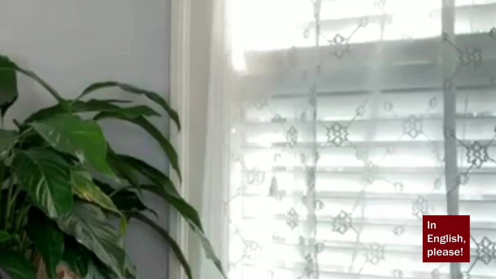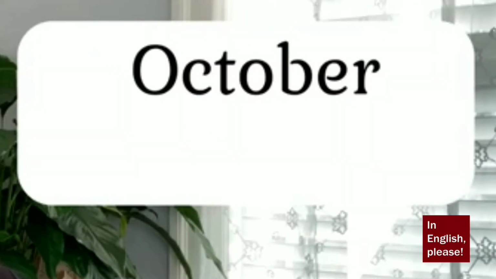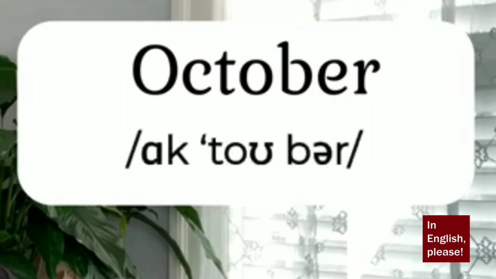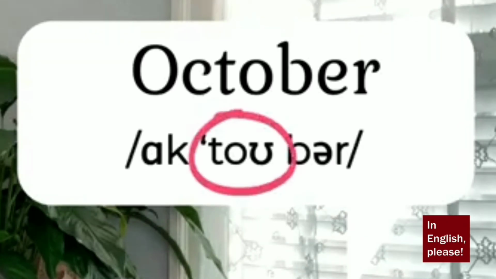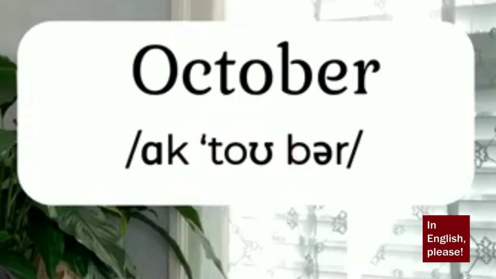October, October, October. It's a three-syllable word, October. And the stress is in the second syllable and it should be long. It should be pronounced a bit longer. October, October, October. The leaves start falling in October. The leaves start falling in October.